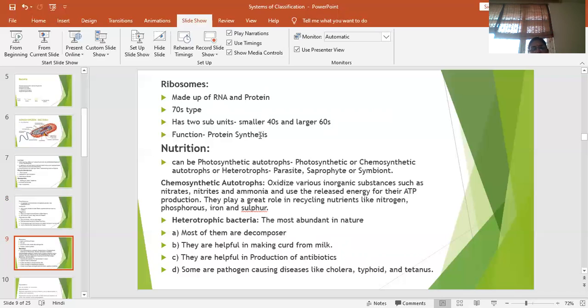Function of ribosome is the same as you studied in class 9. It is protein synthesis.